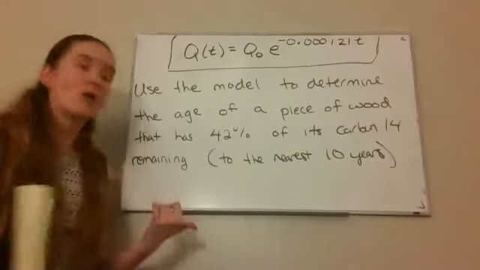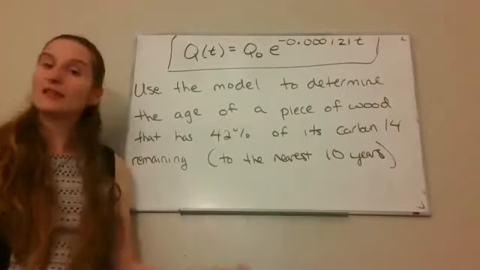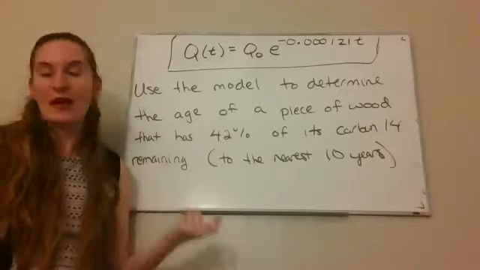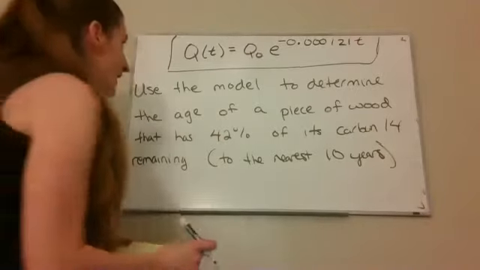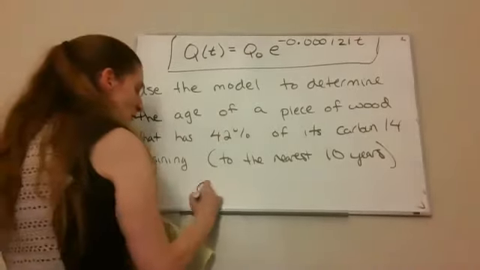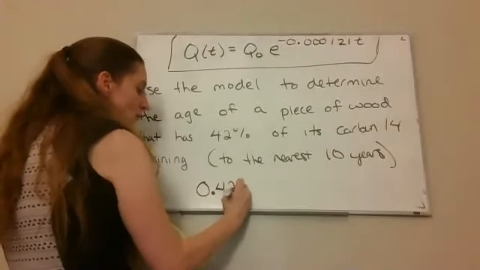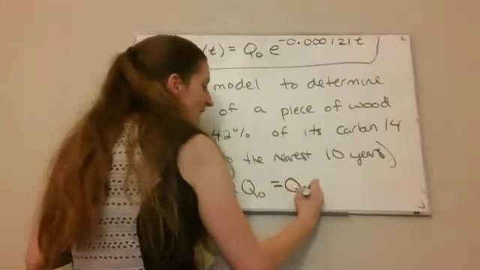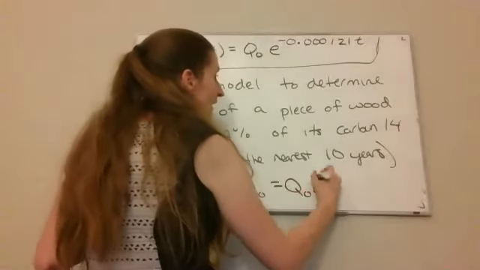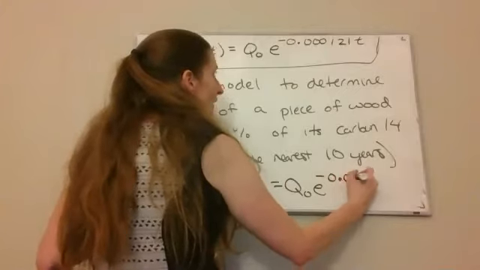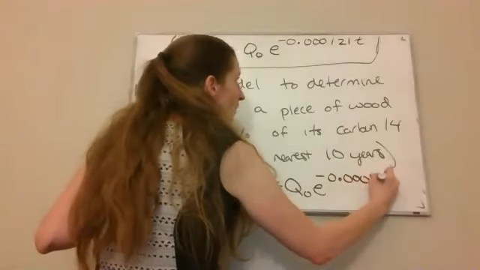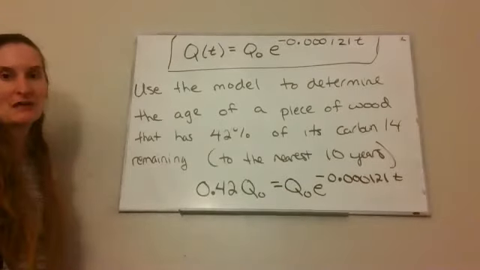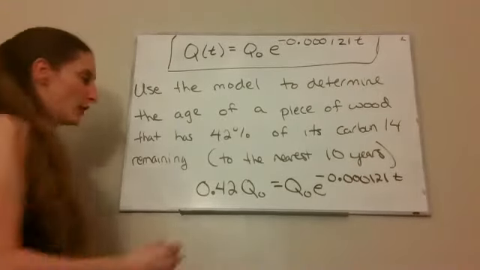So I don't know how much carbon-14 this piece of wood started with, but I do know it has 42% of that original amount left. That means the left side of the equation is 42% of my original amount. And on the right side, I have my original amount times e to the negative 0.000121 t. And if I solve this for t, that will tell me the age of this piece of wood.